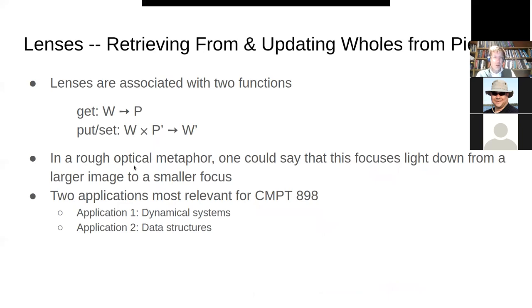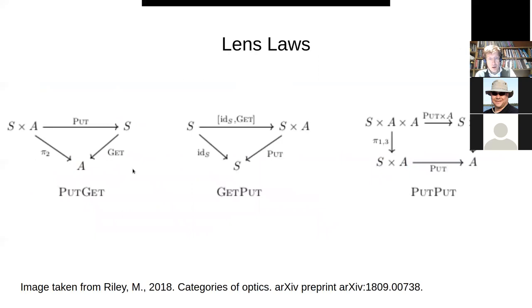So lenses, we saw that we retrieve a piece from the whole using this get, and we have this set or put where we take a whole and an updated piece that we want to have when we get an updated whole. And I noted that there are some lens laws here, although I spotted an issue with one of these, as it was phrased, as I recall.